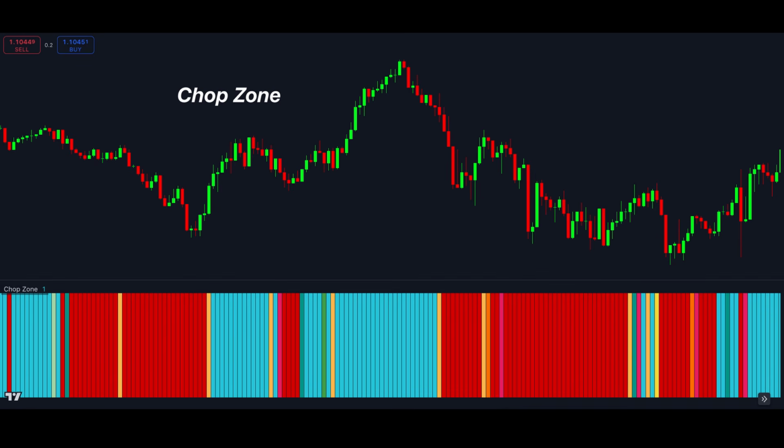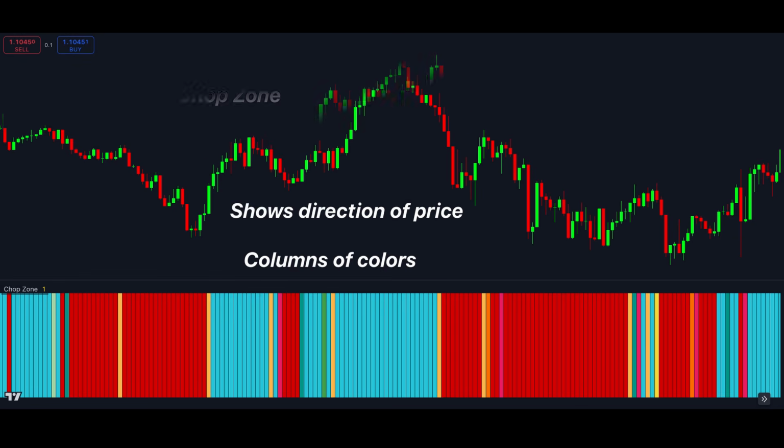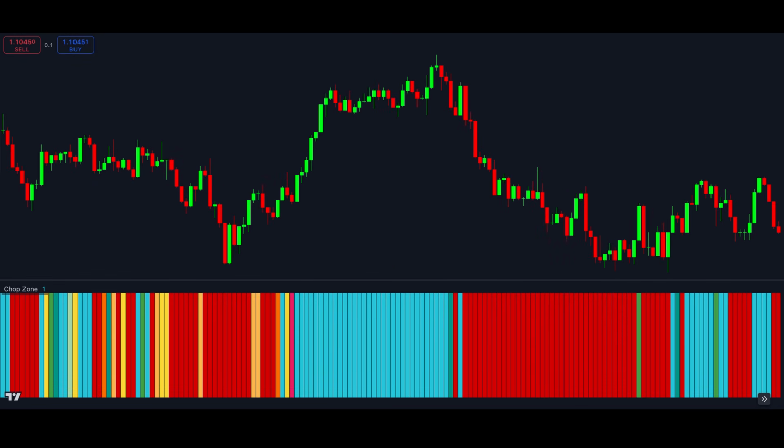You'll notice it looks a bit different than your traditional indicator. Instead of a line, we have columns of different colors indicating different behavior. This indicator is actually directional, meaning it shows us bullish or bearish trends unlike the Choppiness Index, which does not. But more importantly, as the name would suggest, it shows us zones of choppiness.